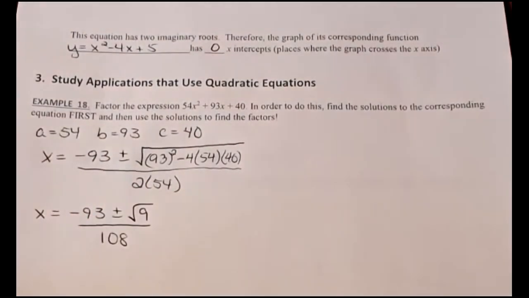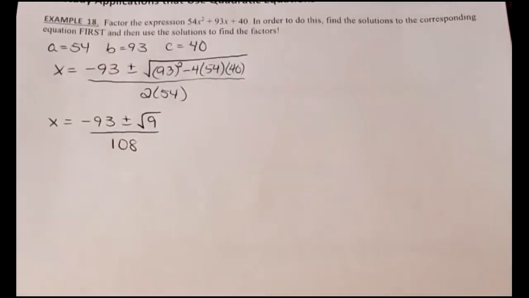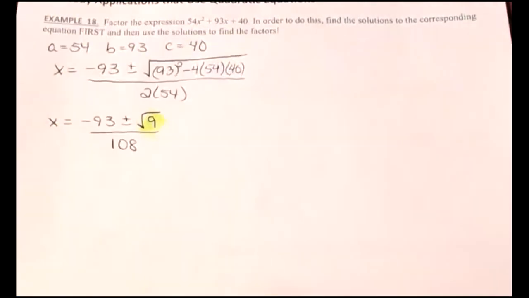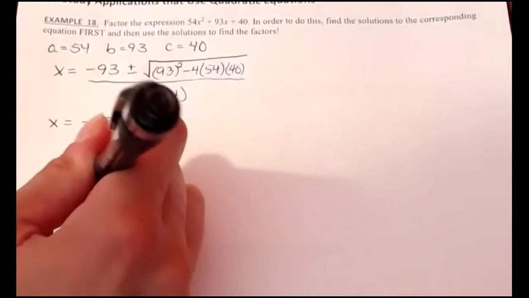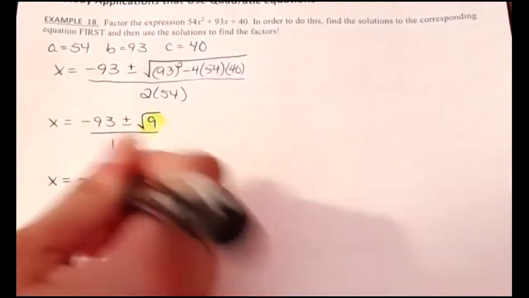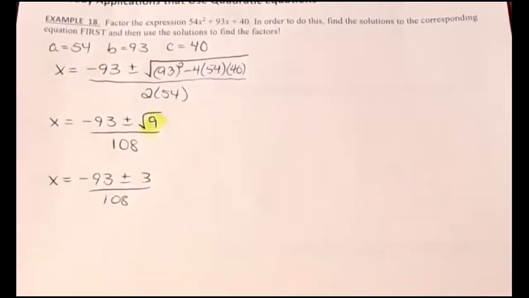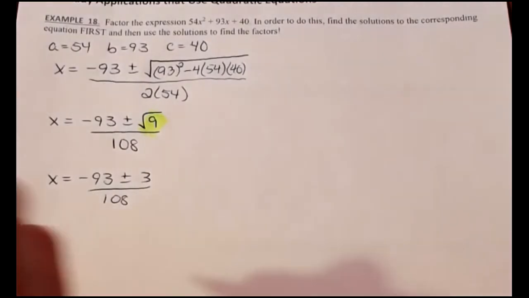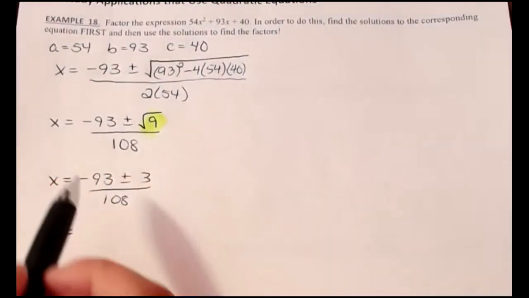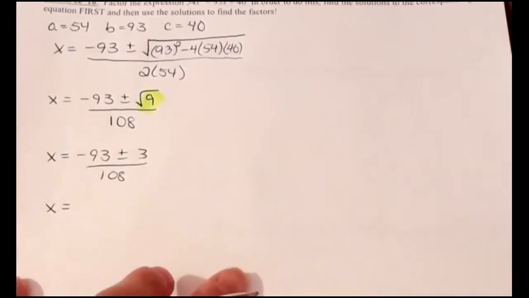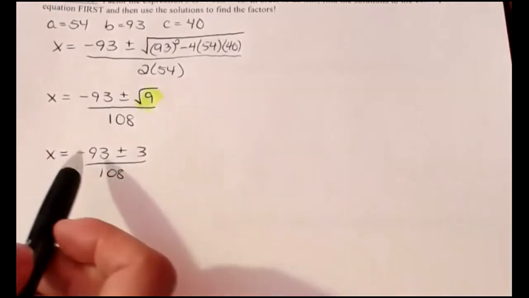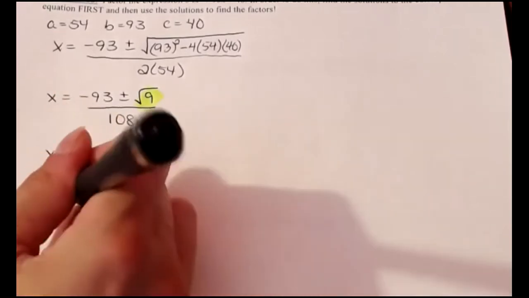Okay, cool. So let's finish this off. We know that the square root of 9 is 3. This is a perfect square. So this becomes x is equal to negative 93 plus or minus 3 all over 108. So I want to write out my 2 solutions. So the first solution is negative 93 plus 3 over 108. And if it's okay with you, I'm just going to do the math. So negative 93 plus 3 is negative 90.